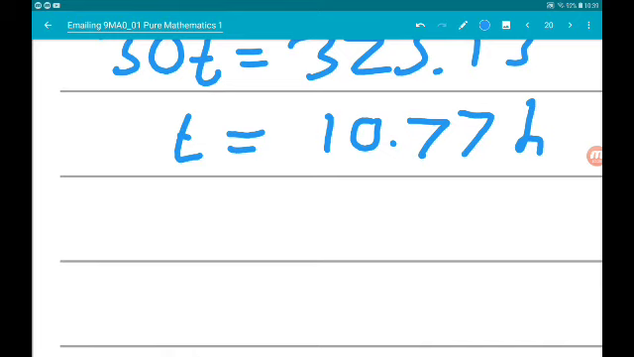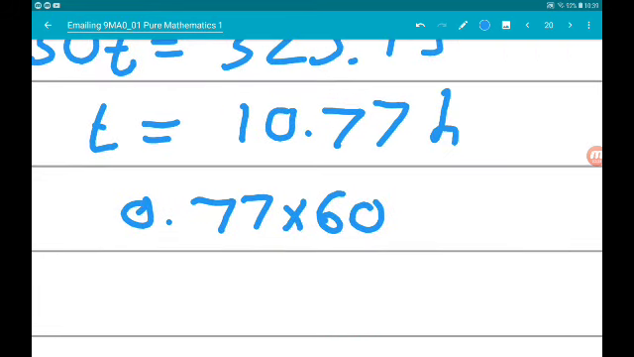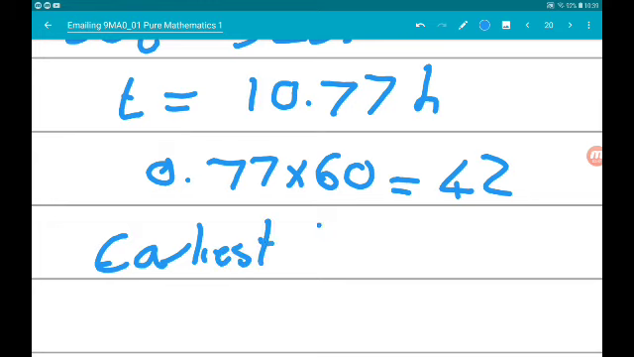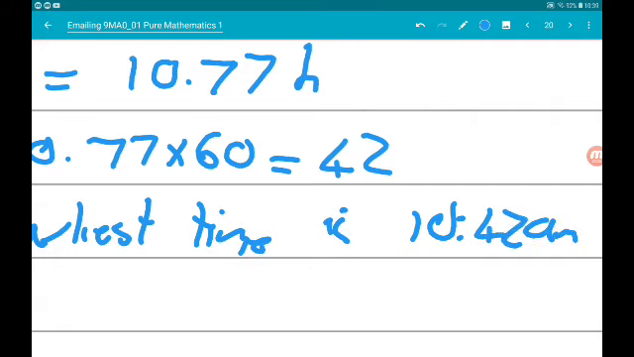So if we do 0.77 times 60 to the nearest minute, we get 42. So that's minutes. So the earliest time is 10 whole hours and 42 minutes after midnight. So it's 10:42 a.m. Cool.